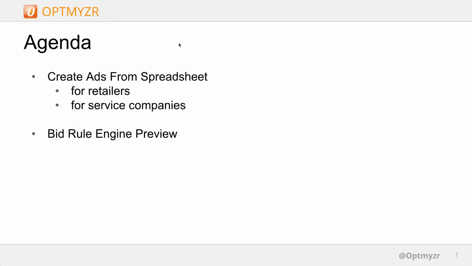In today's session, I want to show you two of the more advanced features that Optmyzr users have access to. The first one is creating ads from a spreadsheet. It's a great way to take a Google spreadsheet and automatically turn it into a campaign.